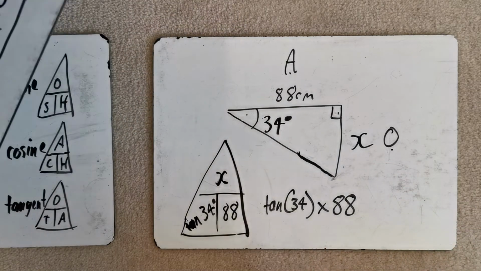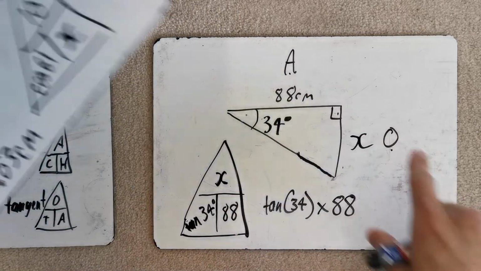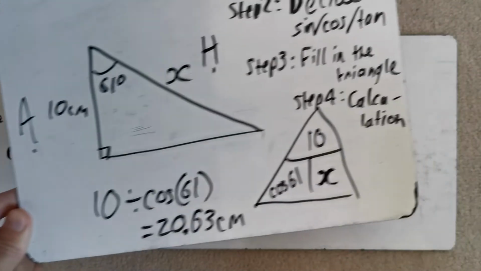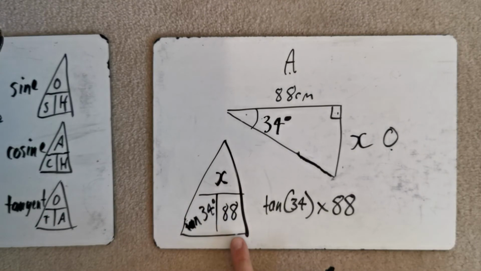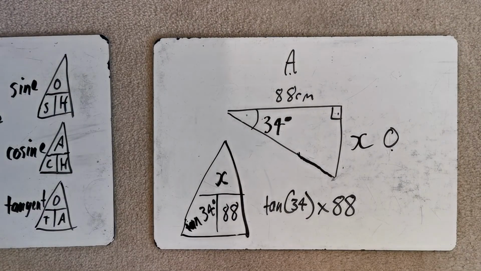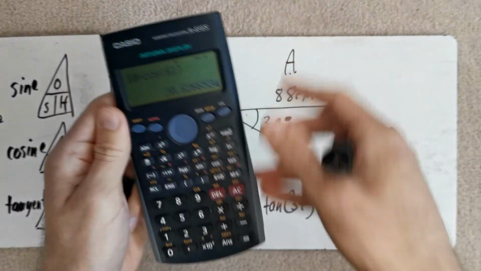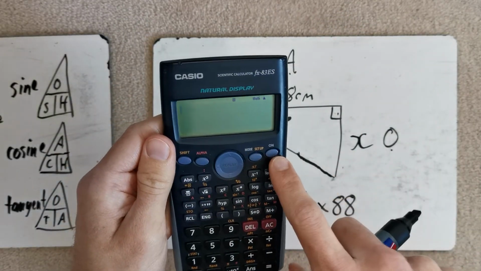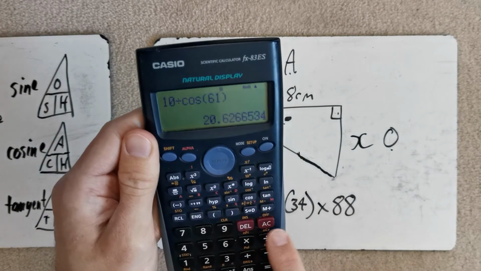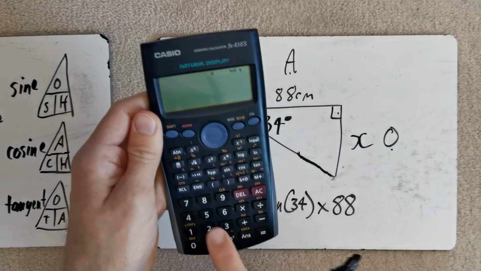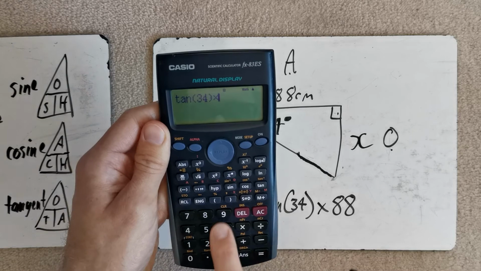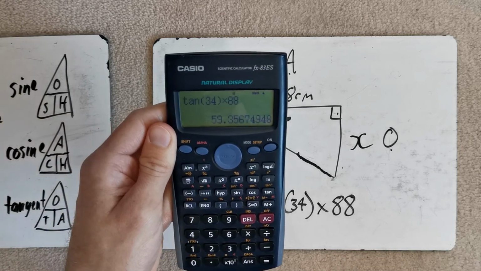We had A and O, so we chose the one with A and O in it, or O and A. Fill in the triangle. That's what we did here, and then do the calculation. That's what we're going to do here. I'm going to get my calculator. I'm going to push AC, because don't push on, because that clears everything. Remember, AC, if we push up again, it actually gives you the last thing. Anyway, AC. So tan, 34, close bracket, times by 88. Let's see how it comes out.